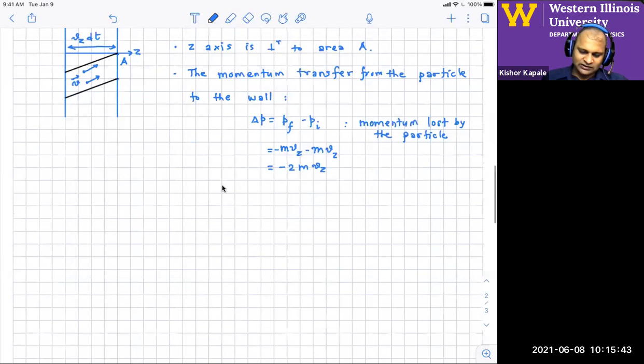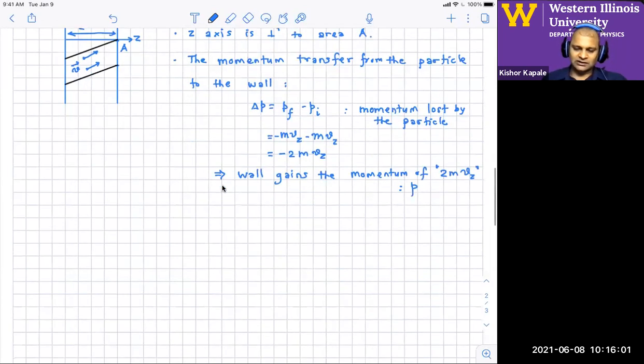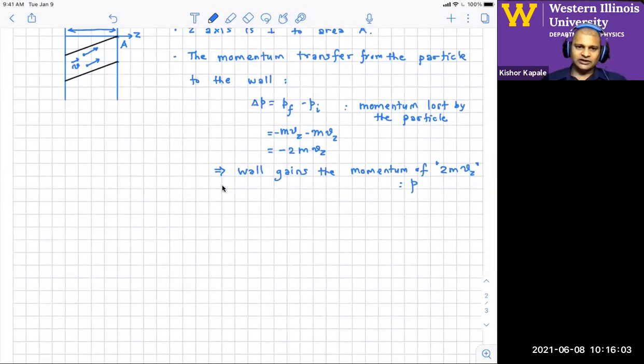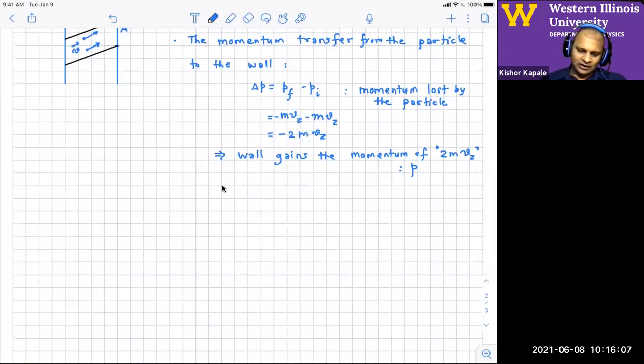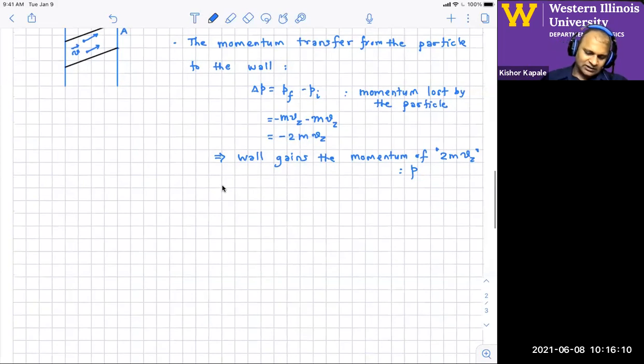And so that means the wall gains the momentum of 2 m vz. Everybody okay with that? And we call it P. Okay, so that's that. So there's a sign change. Momentum lost by the particle is a gain for the wall. Now the next question is, that's just one particle. We want to find out how many particles are going to hit the wall.